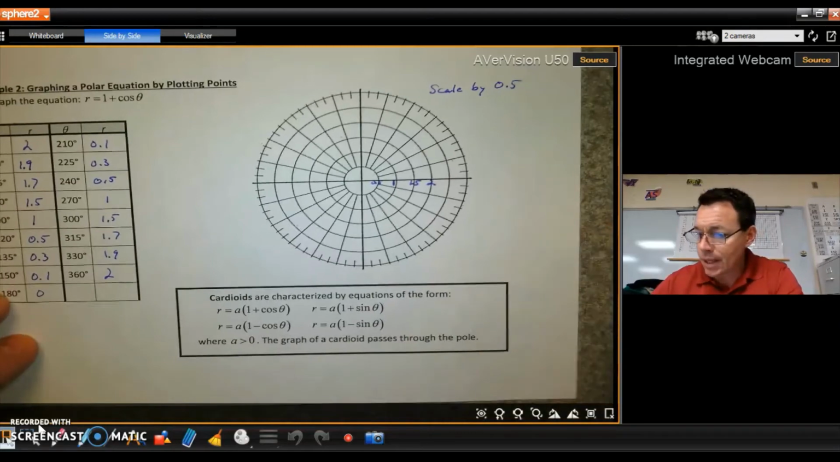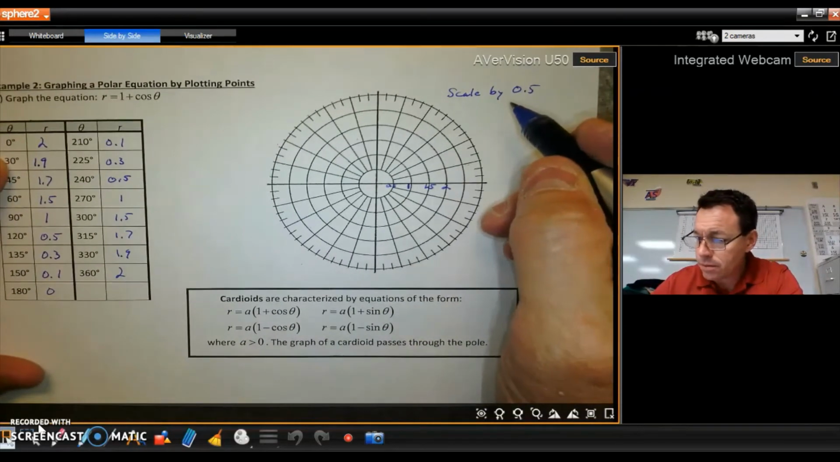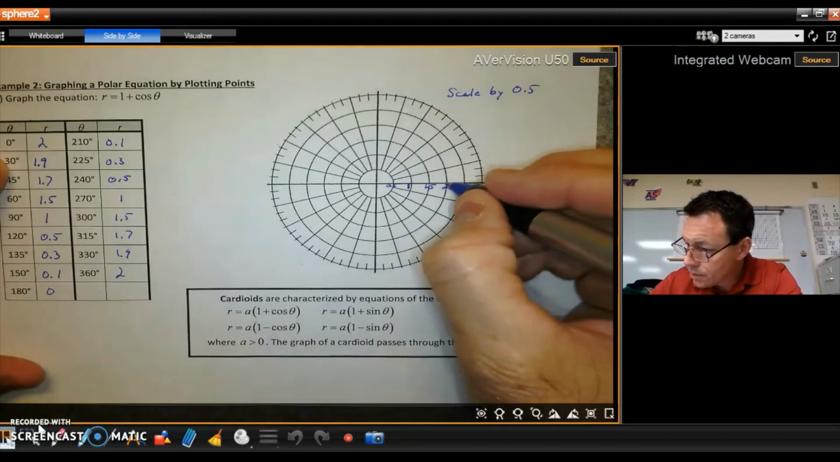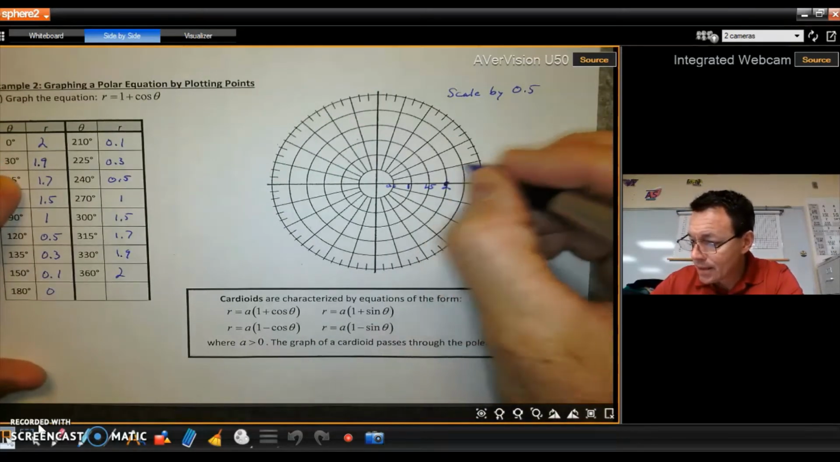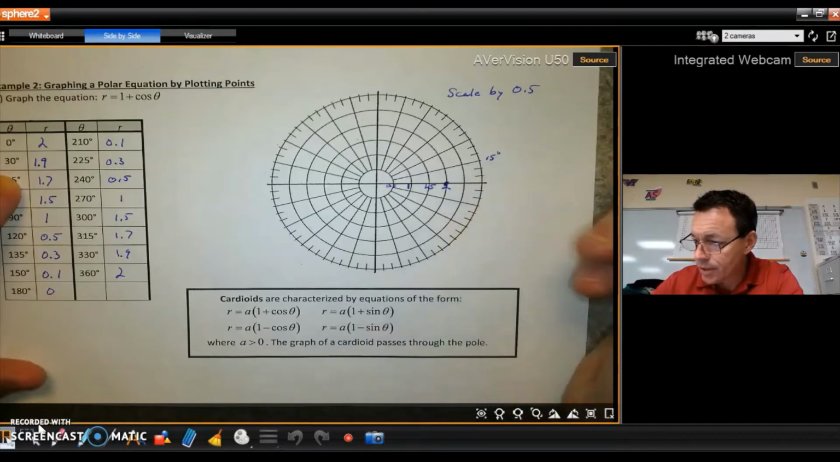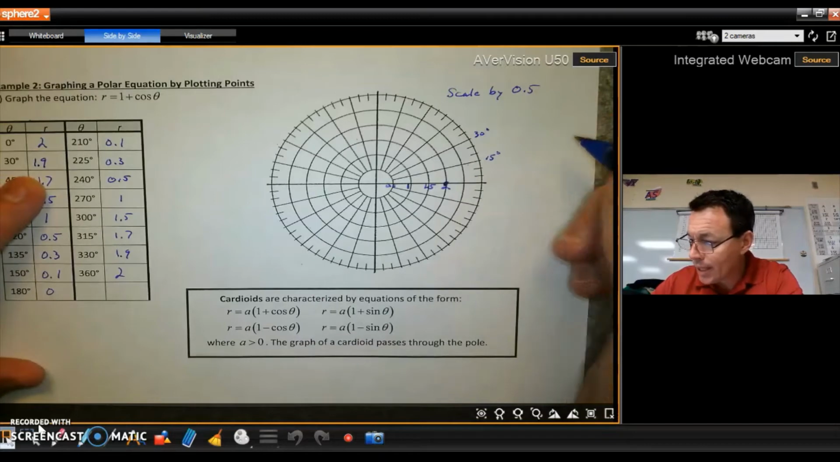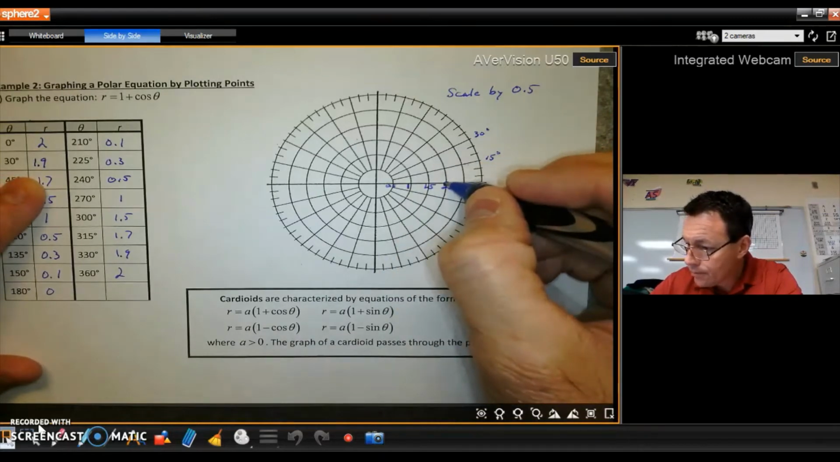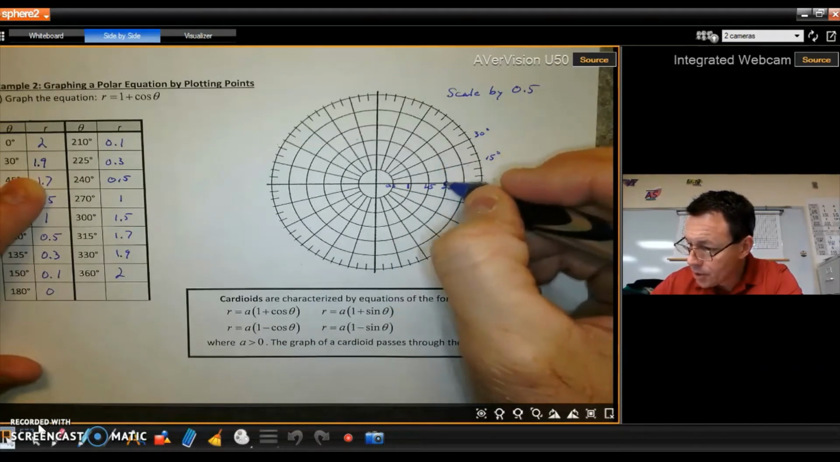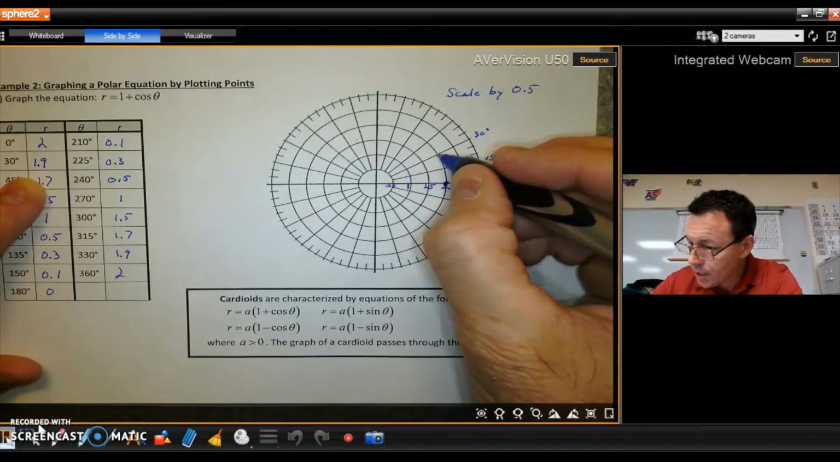So let's see what we got here. We've got 0 and we've got 2. So 0, 2 is right here. Then 30. Now that's not the next line. This is 15 degrees. Here's 30. 30 and 1.9. So here's 2. I'm just going to go around this curve. Here's 30, and then I'm going to go in a little bit. There's 1.9.